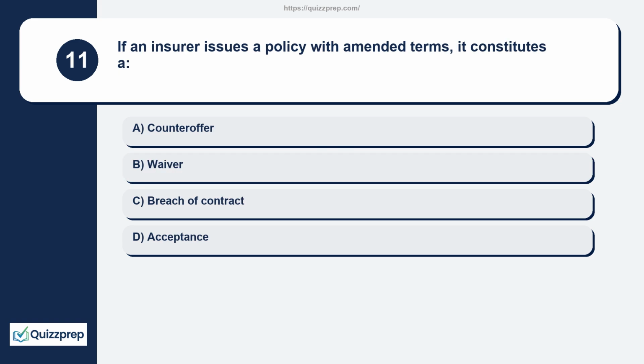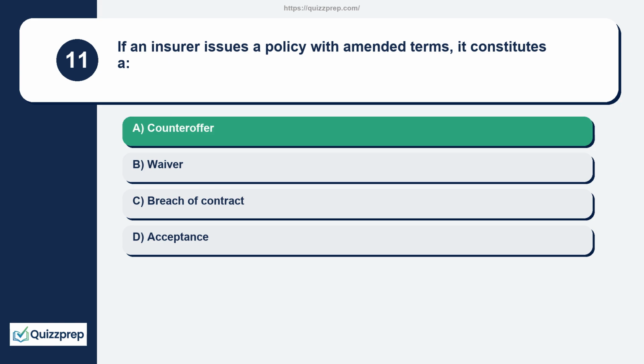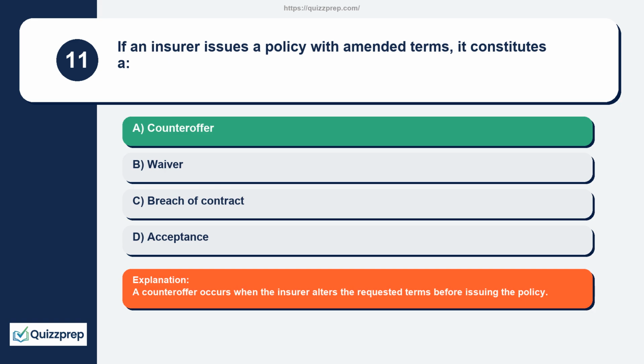Question 11. If an insurer issues a policy with amended terms, it constitutes a counteroffer, waiver, breach of contract, acceptance. A counteroffer occurs when the insurer alters the requested terms before issuing the policy.